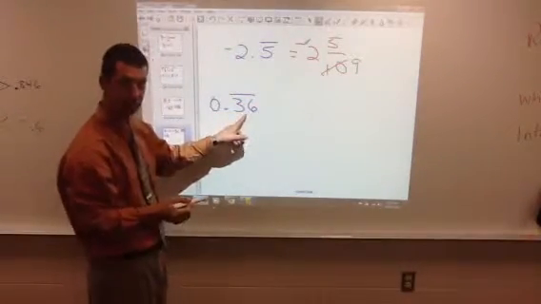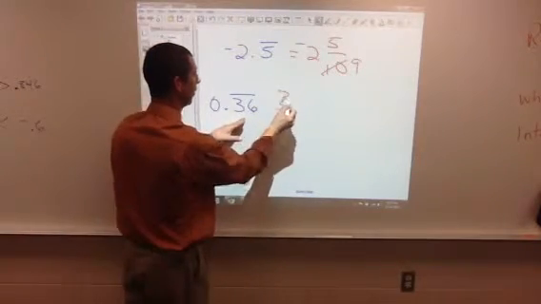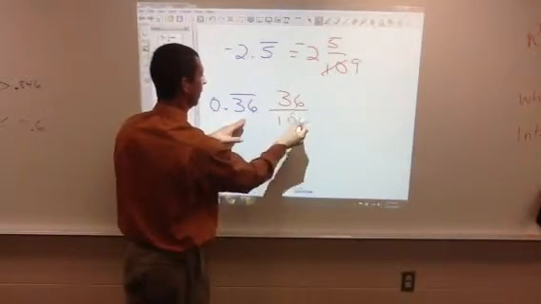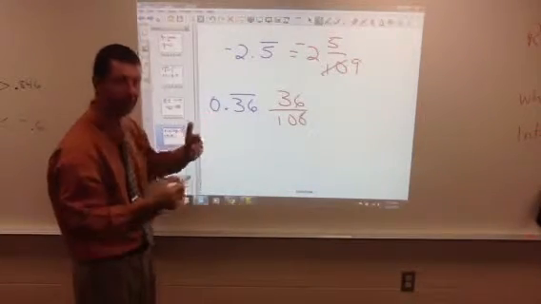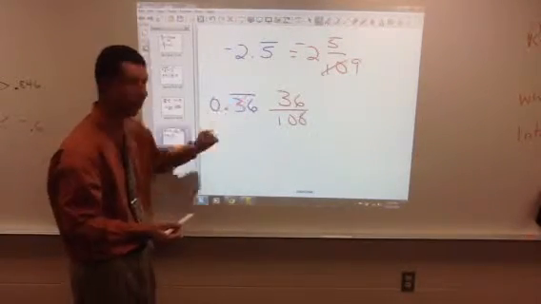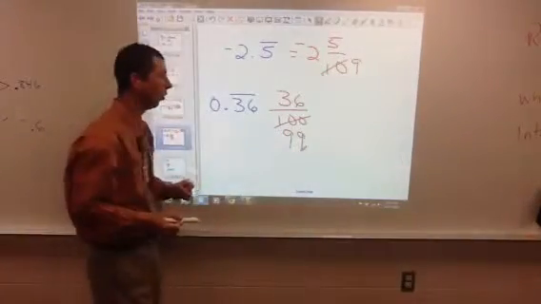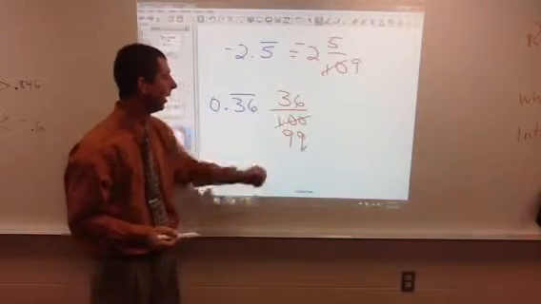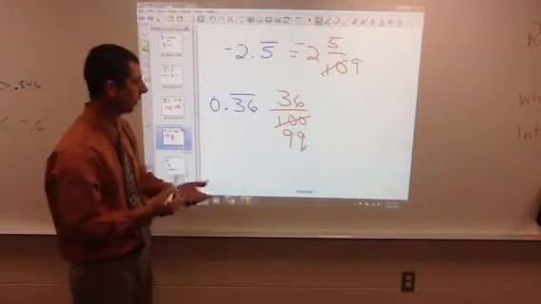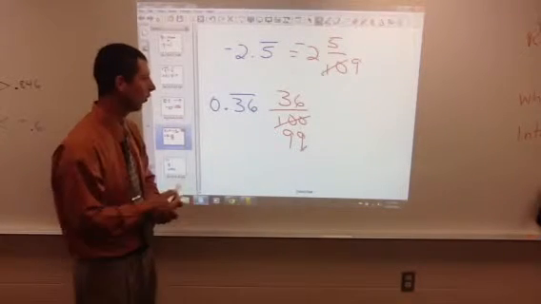Here's another example of the same principle. This would be like 36 over 100 if you wrote it without the repetition bar. So we have to take 1 away from that because there's a repetition bar, so this becomes 36 over 99. And this can be reduced, by the way. Hopefully students recognize that 3 goes into them, and then they can go from there to get it in lowest terms.